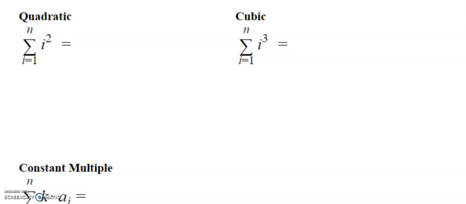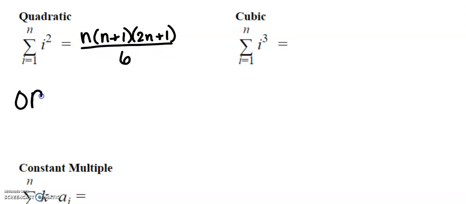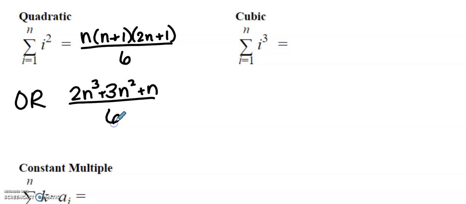You can look up videos online for how to prove them if you are curious. This one starts the same as what we just saw, n plus 1. But then we're going to multiply by 2n plus 1, and this one's going to divide by 6. Another way to view this would be to actually distribute out the top. So 2n to the third plus 3n squared plus n all over 6. So these two things are equivalent if you're ever summing a quadratic, so when you have your index squared.